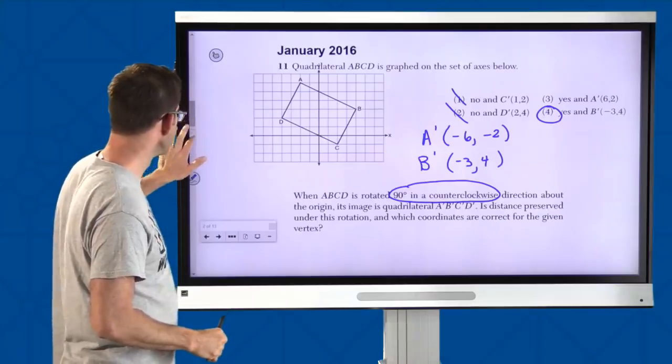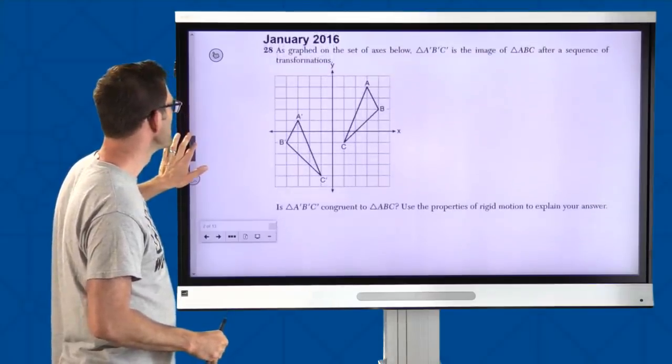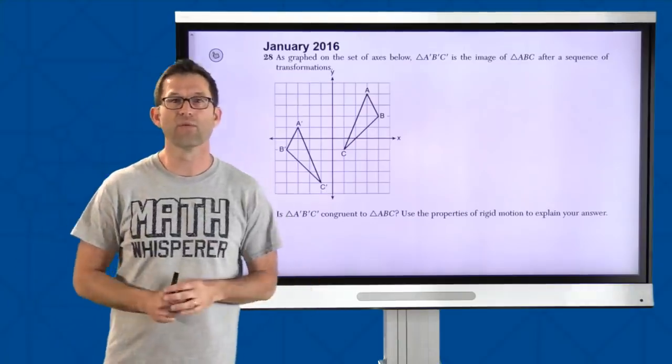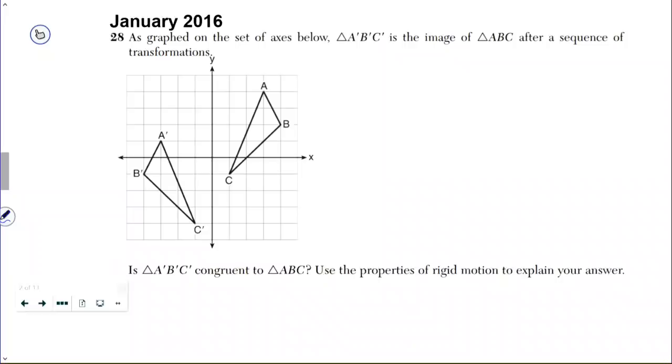Okay, let's keep going. All right, so finally we have a free response question. January 2016, number 28. Let's read it through. As graphed on the set of axes below, triangle A prime, B prime, C prime is the image of triangle ABC after a sequence of transformations. In other words, there's going to be 2 or more transformations that it's going to take to map ABC to where it ends up, A prime, B prime, C prime. The question is: is triangle A prime, B prime, C prime congruent to triangle ABC? Use the properties of rigid motion to explain your answer.